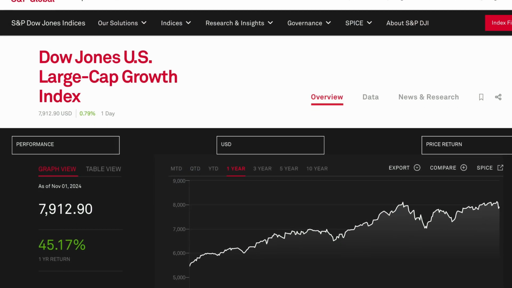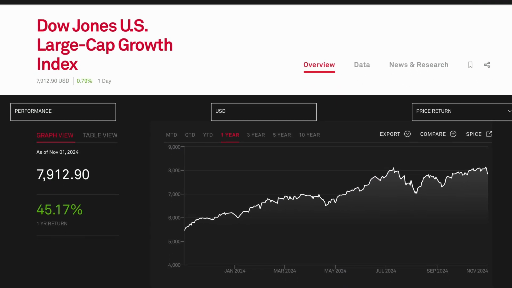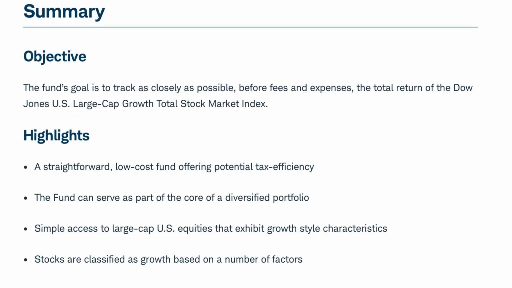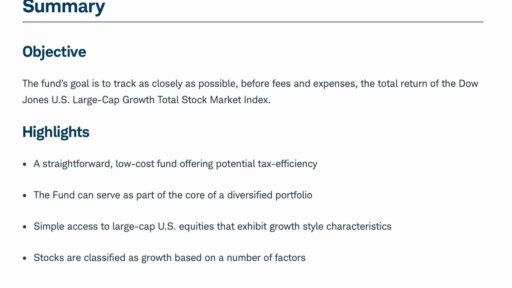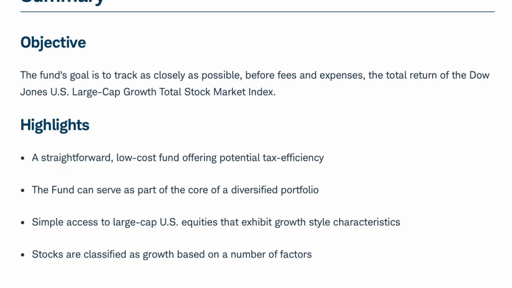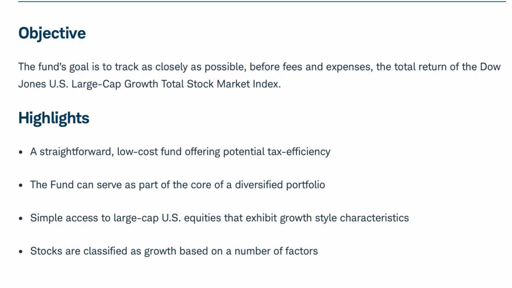SCHG tracks the performance of the Dow Jones US Large Cap Growth Total Stock Market Index before fees, expenses, and tax. The ETF provides a low-cost exposure to large-cap growth companies in leading industries of the US economy. This ETF suits buy and hold investors, primarily seeking long-term capital growth with some dividend income.